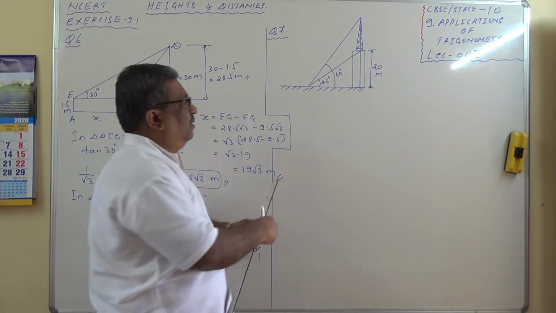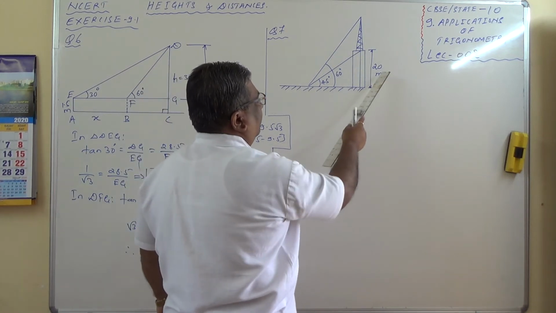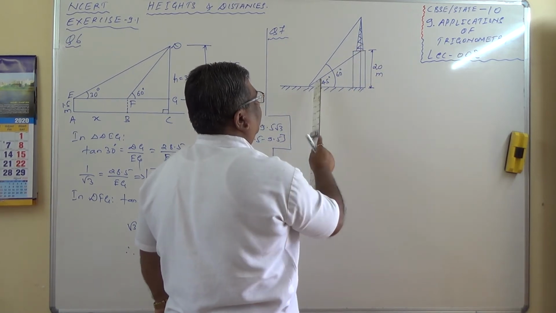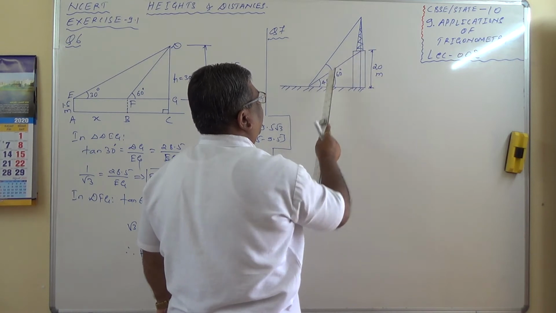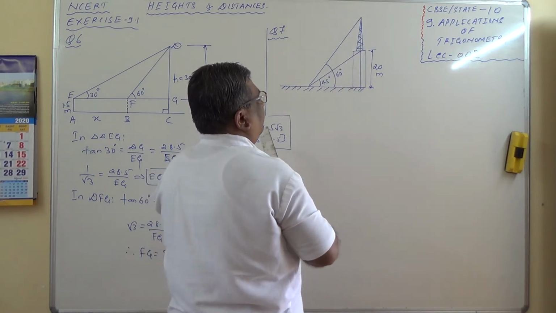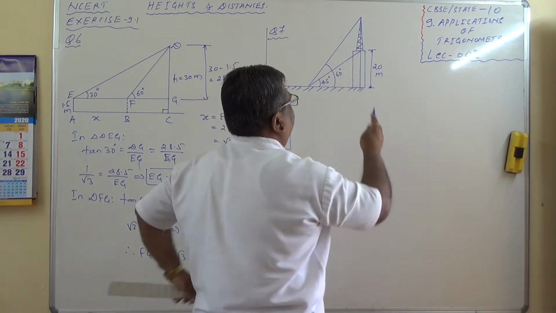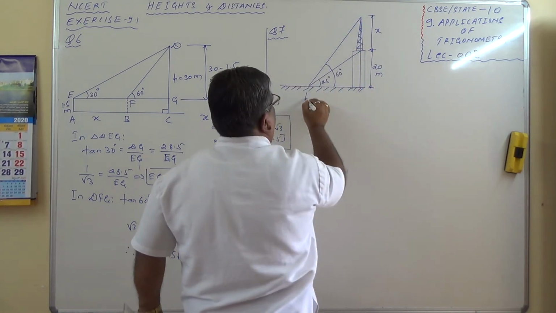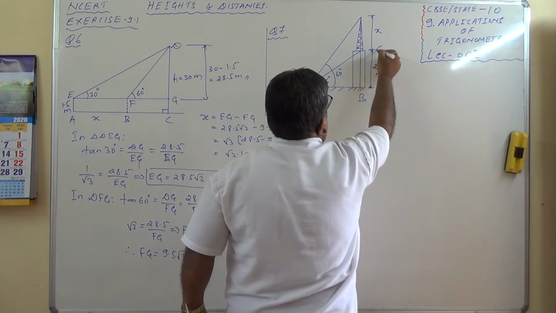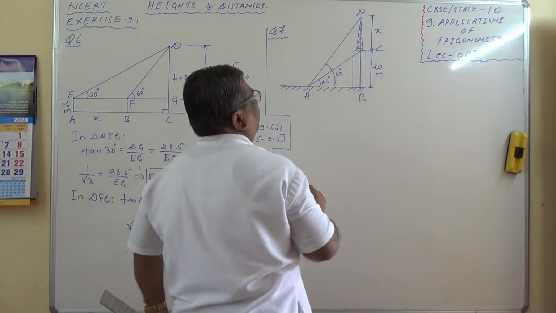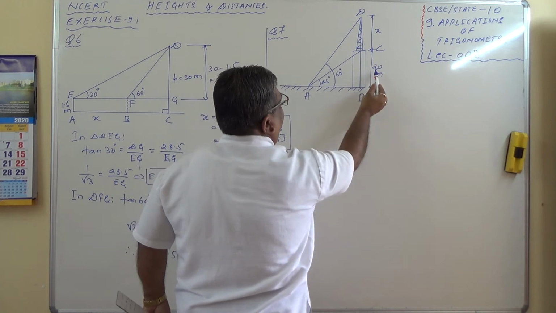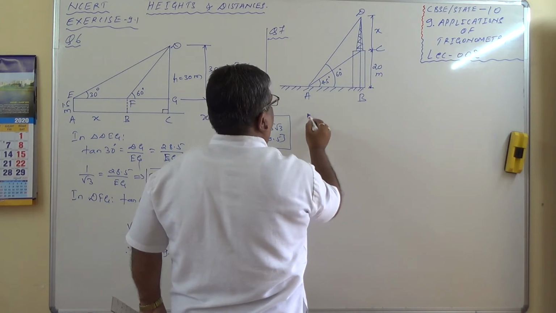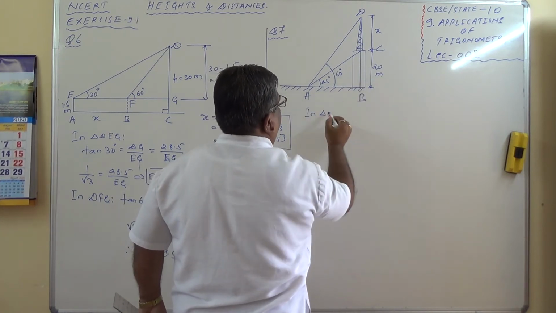Question number 7. Ground, building of height 20 meter, tower is fixed on the top of the building. So the angle of elevation of the bottom of the tower is 45 degrees, top of the tower is 60 degrees. We need to find out the height of the tower here, x. So let this be x. A, B, C and D. In this triangle, I know 20 meter and 45 degrees. So I can find out AB. So in triangle ABC I'll put.